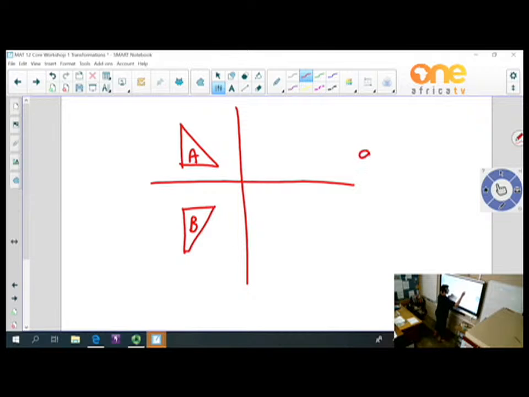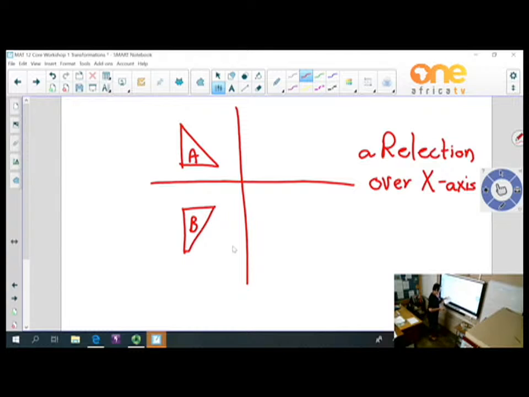So we can clearly see that that is a reflection. It's a reflection. And how? Over the x-axis. I need a line. I always need a line, not a point, a line. Then the next one, draw the rotation of A about the point 0, 0, 90 degrees clockwise, and label it C.